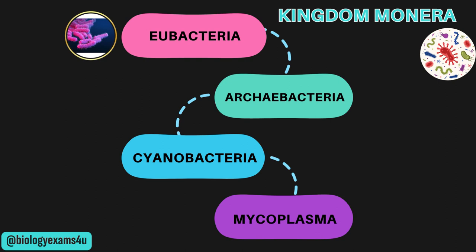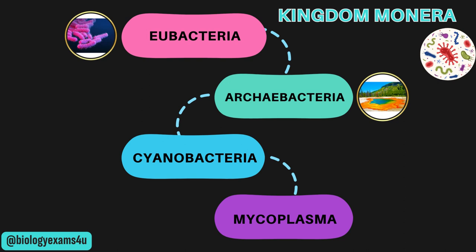Archaebacteria, also known as archaea, are single-celled microorganisms that can be found in a wide variety of environments, including extreme environments such as hot springs, salt lakes, and deep-sea hydrothermal vents. The three main classes are methanogens that produce methane gas and are found in anaerobic environments, halophiles that are adapted to live in high salt concentrations, and thermophiles that can withstand extremely high temperatures.